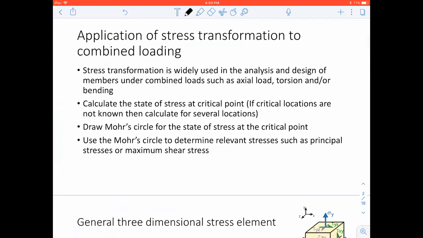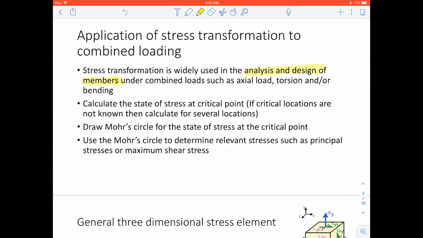Before I go over it, we talked about Mohr's circle and stress transformation equations. Now it might have triggered your thought: why on earth do I have to go through this trouble to learn it? If you remember the beginning of this class, I said stress transformation is very important for your machine elements. There's a reason: you will see that it is widely used for analysis and design of members, structural members definitely, which are under combined loads.